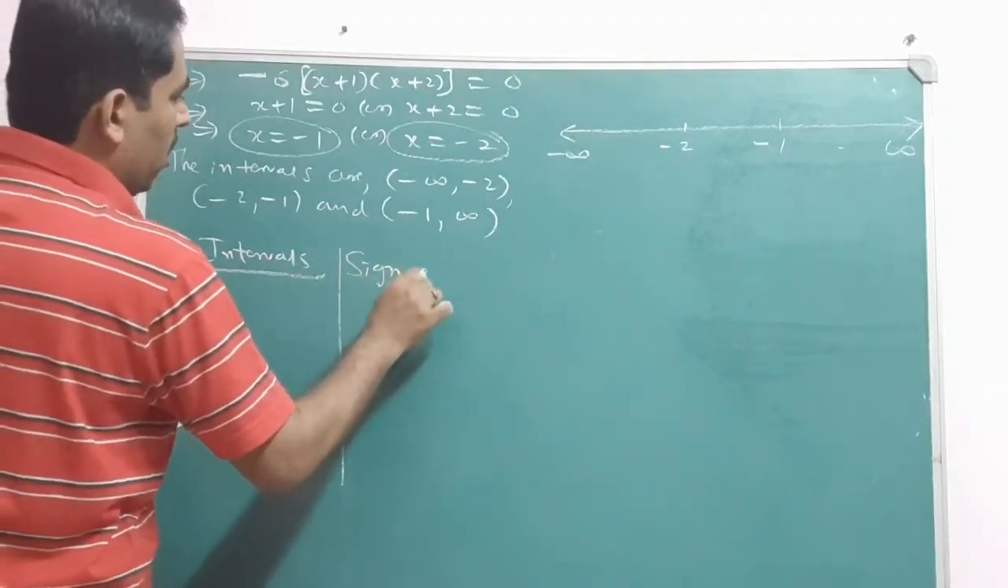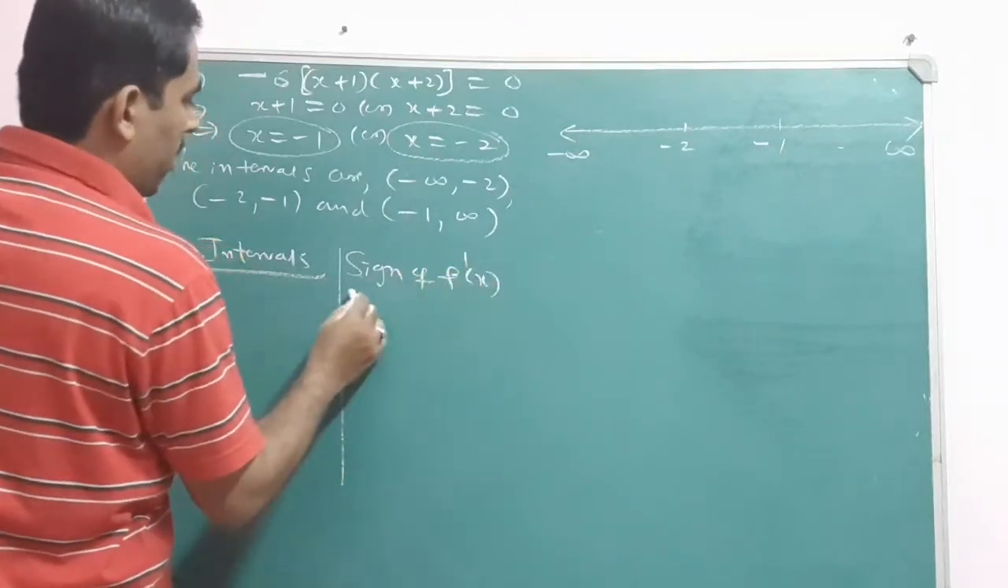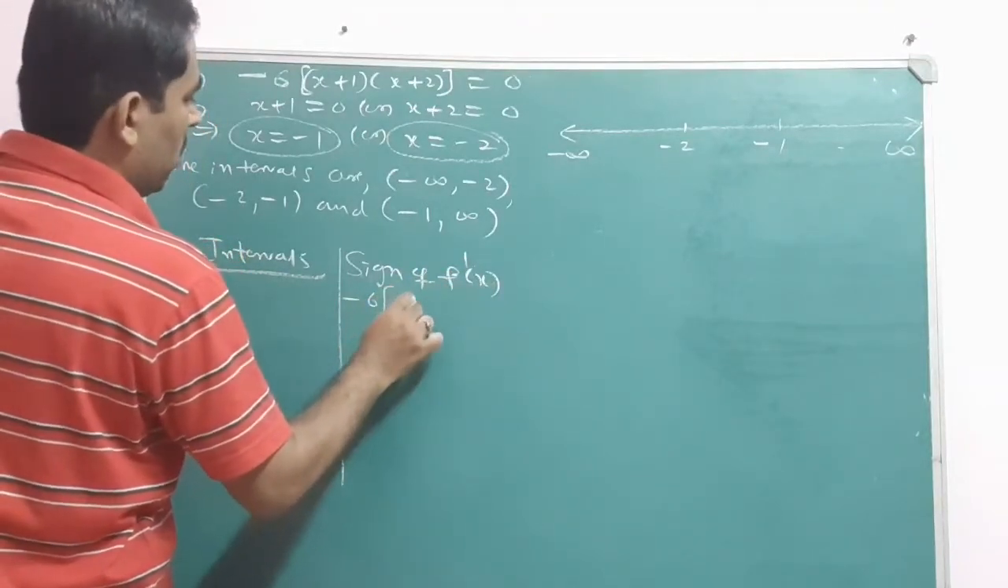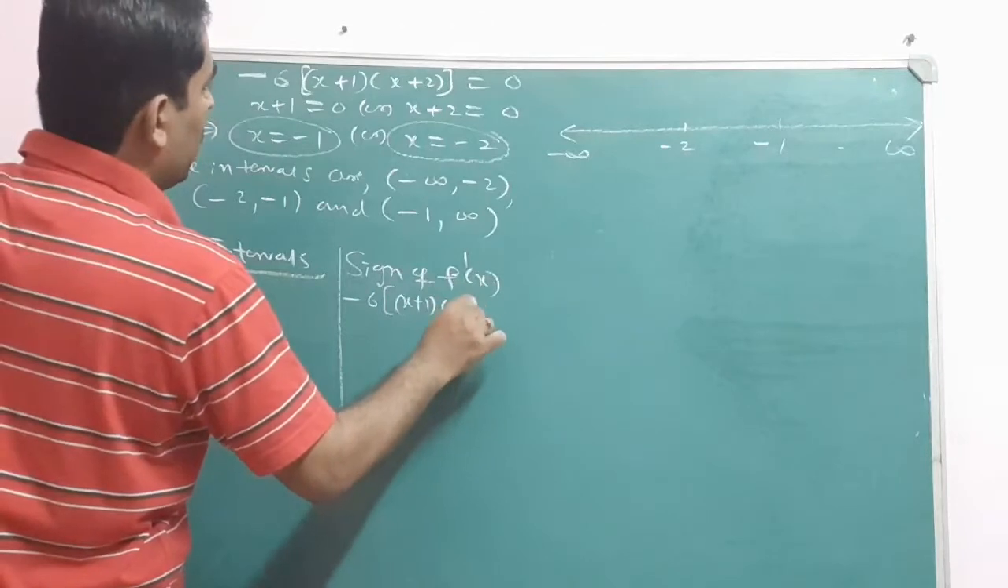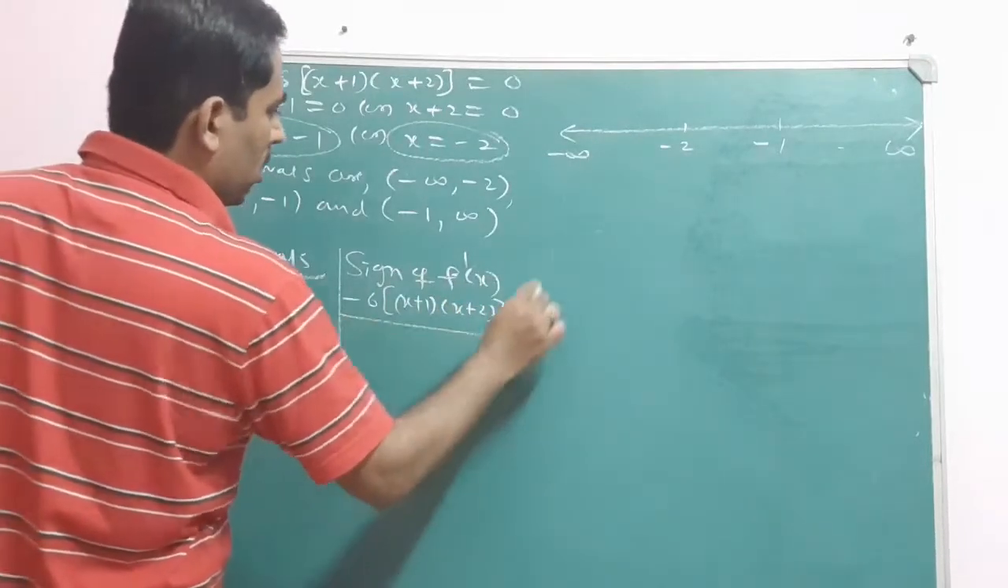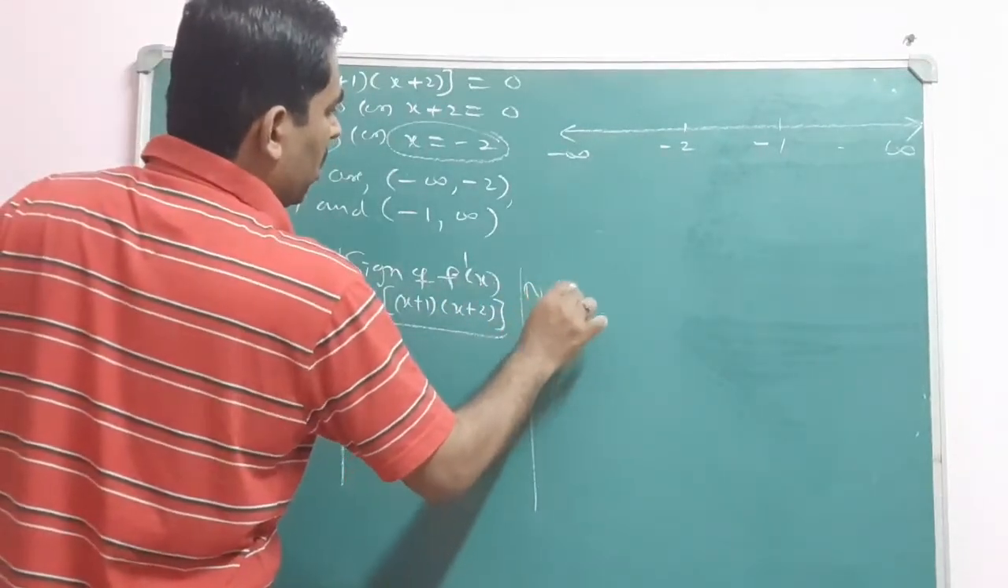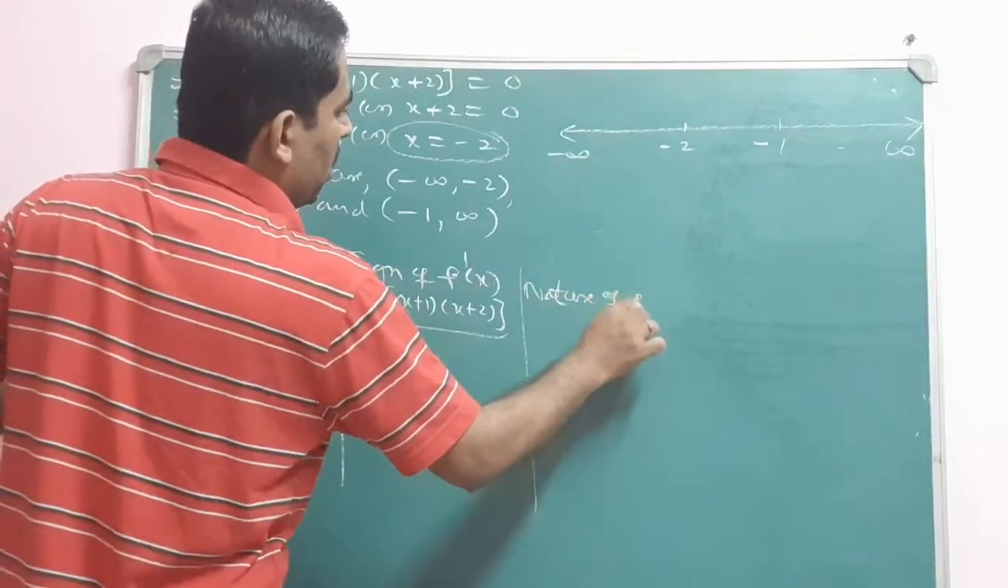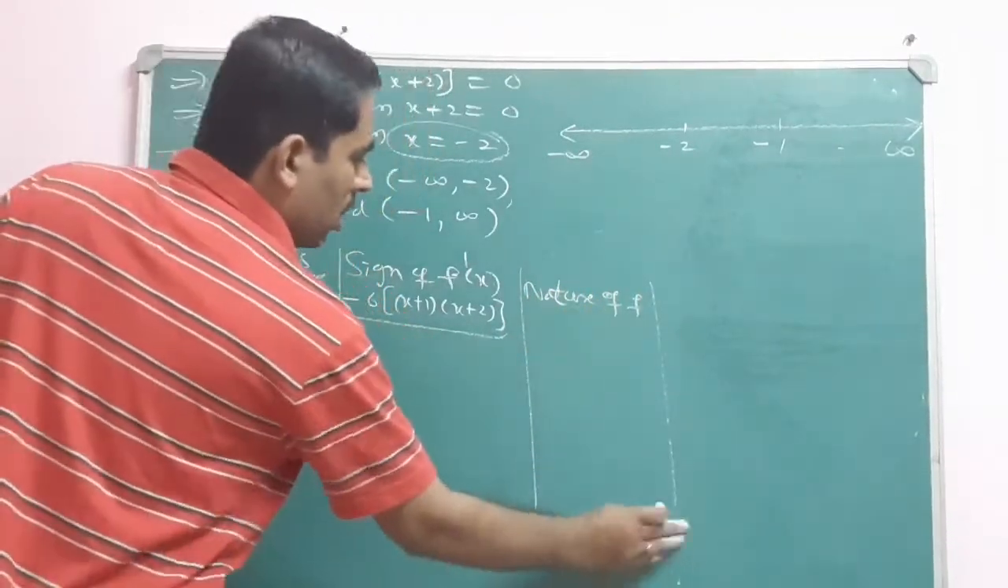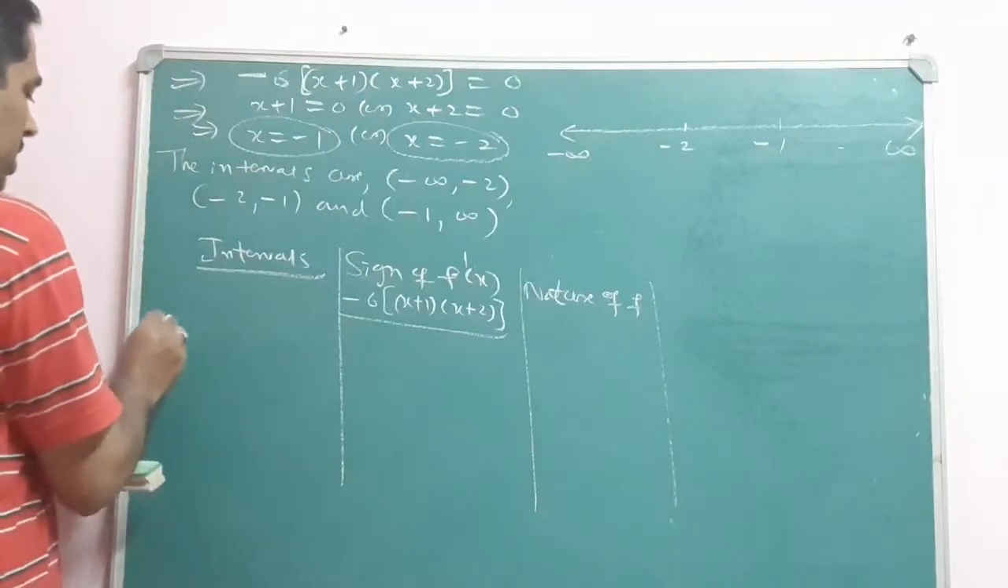Then the sign of f dash. So f dash x I will write as minus 6 into x plus 1 into x plus 2. Then the nature of the function, whether it is decreasing or increasing, we can verify this. Okay, let me write the intervals.